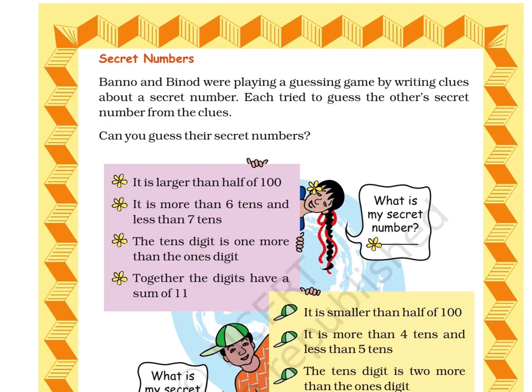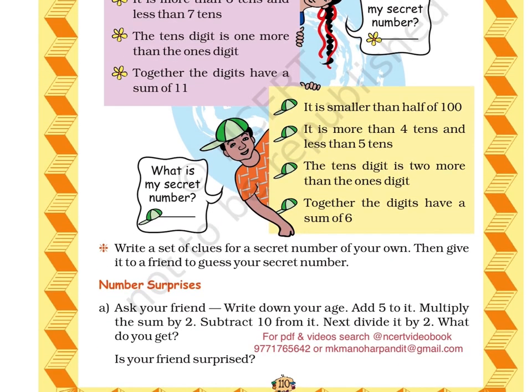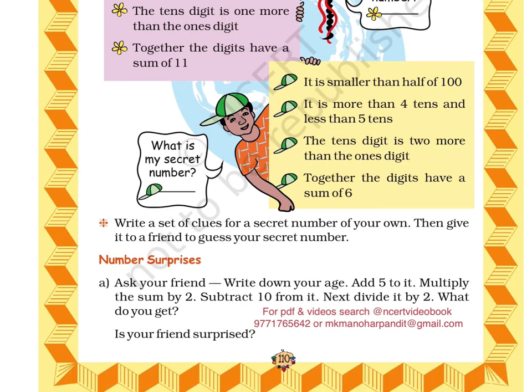Binod asks, "What is my secret number?" It is smaller than half of 100. It is more than 4 tens and less than 5 tens. The tens digit is 2 more than the ones digit. Together the digits have a sum of 6. Write a set of clues for a secret number of your own. Then give it to a friend to guess your secret number.